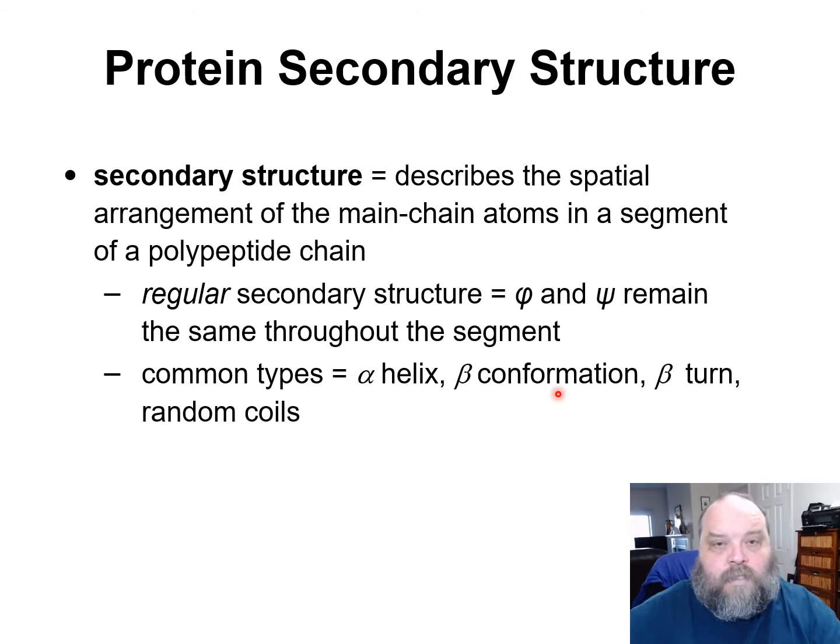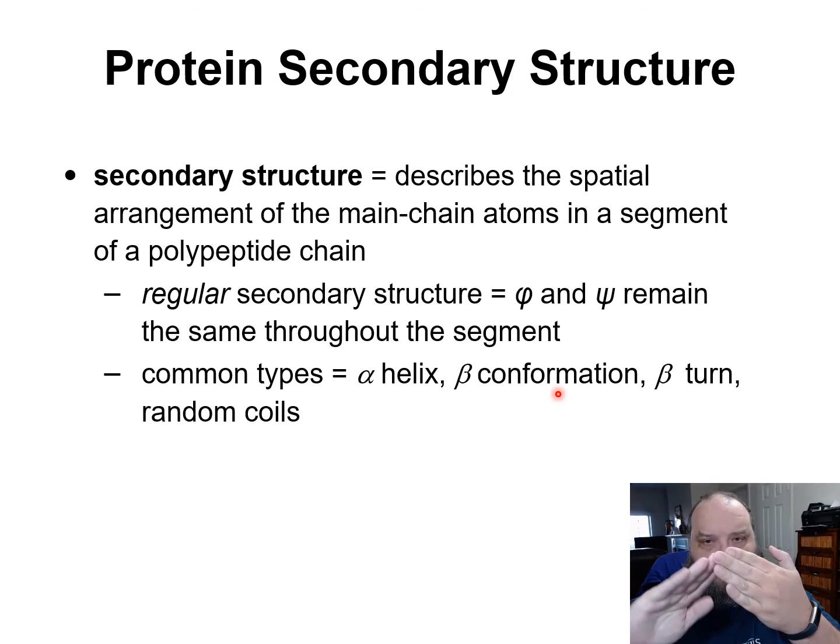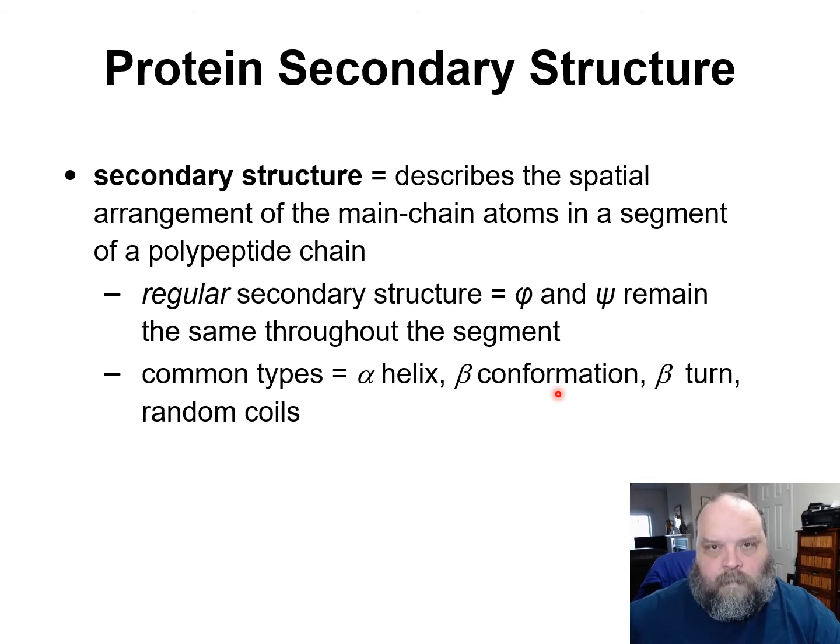The structures we see will be from the accumulative phi-psi angles from amino acid to amino acid. They are what are referred to as the alpha helix, the beta conformation, or you'll hear me refer to it as the beta strand, a beta turn, or just some random coil. There's no true secondary structure here.